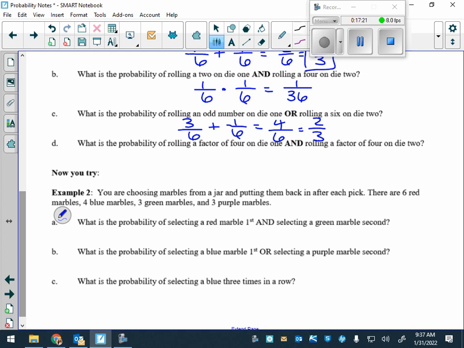What is the probability of rolling a factor of 4 on die 1 and rolling a factor of 4 on die 2? So what is the probability of rolling a factor of 4? Yep. 1/2. So 3/6, which is 1/2, and we have the same thing for die 2. Are we adding or are we multiplying? Multiplying, good. 3/6, so this is 1/2 times 1/2, which is 1/4.